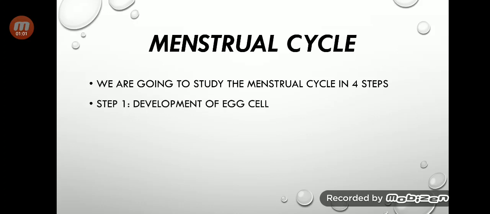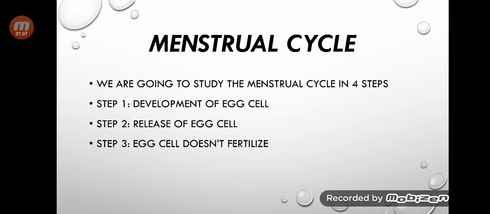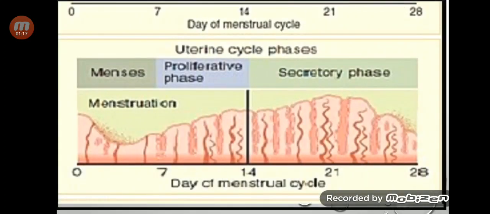So we are going to study the menstrual cycle in 4 steps. Number 1, development of egg cell. Number 2, release of egg cell. Number 3, egg cell doesn't fertilize. And number 4, breaking of uterus lining. Okay, we will discuss this diagram with every step. Okay, now step number 1 is development of egg.